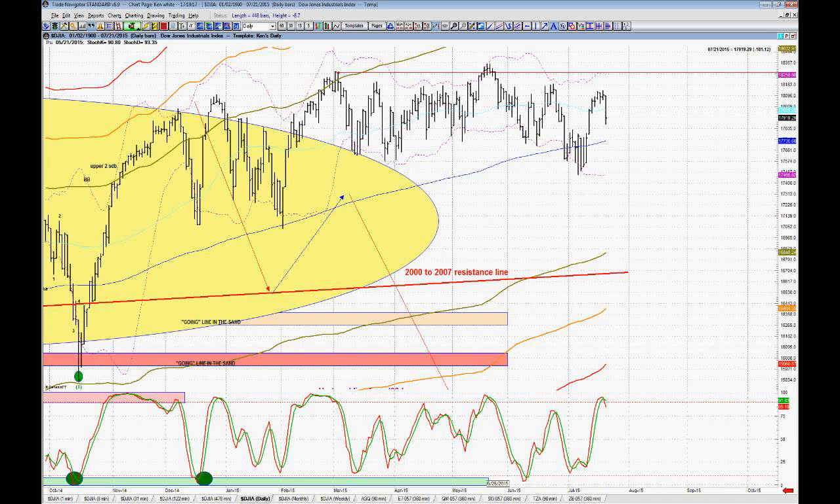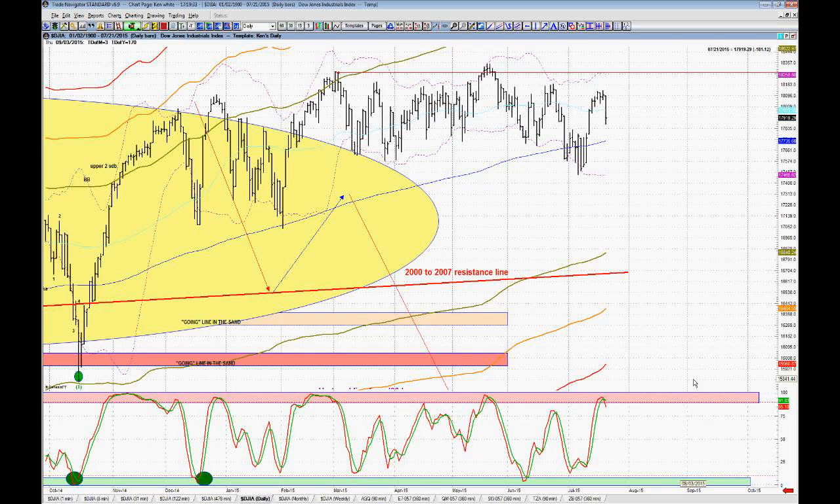So this green bar I've drawn here, I'm going to extend it to the right. When the stochastics are in this green bar area, we want to be buying, not selling. When the stochastics are in this red bar zone at the top, we want to be selling and not buying.